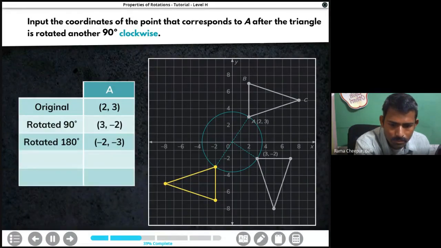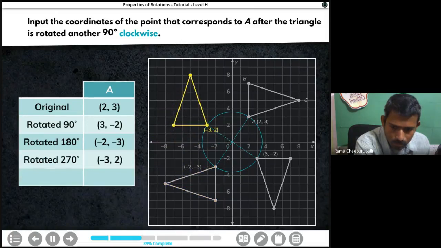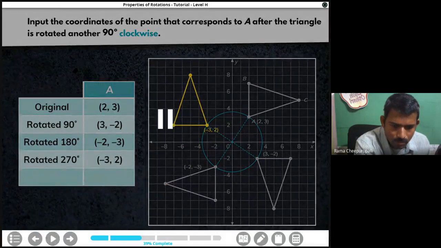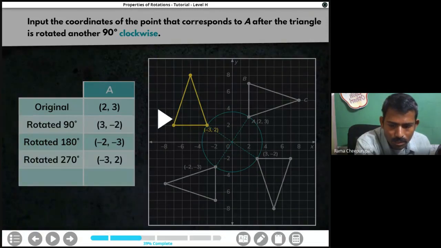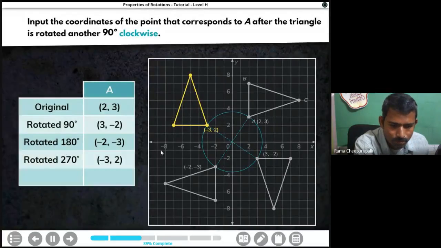Hold up. I think I see a pattern here. Let's rotate the triangle another 90 degrees clockwise. So if you turn it one more 90 degrees, I'm going to follow the same technique. At 180 degrees the x coordinate is -2. I'm going to switch the sign first, so that's going to be +2, and I swap again. That's why I get (-3, 2). And then all the way back to the original triangle.